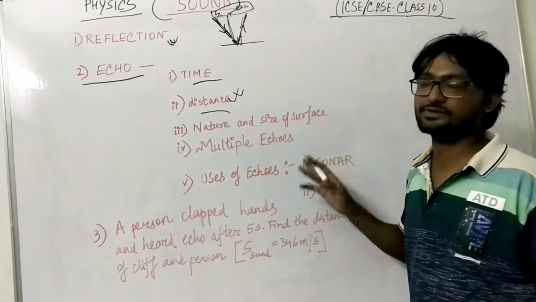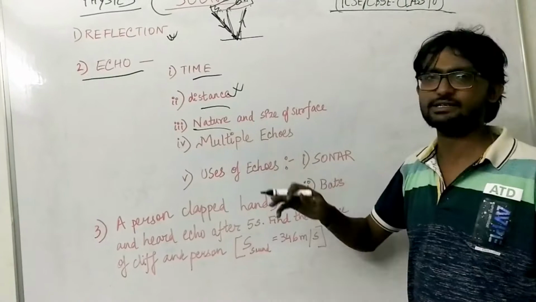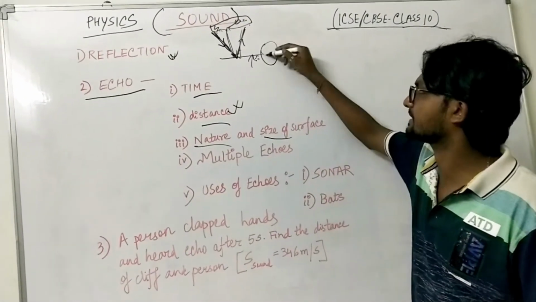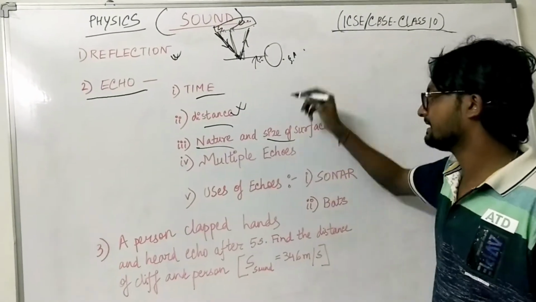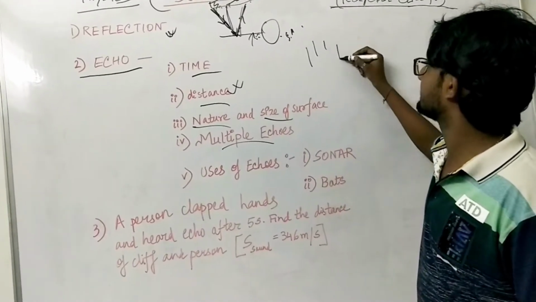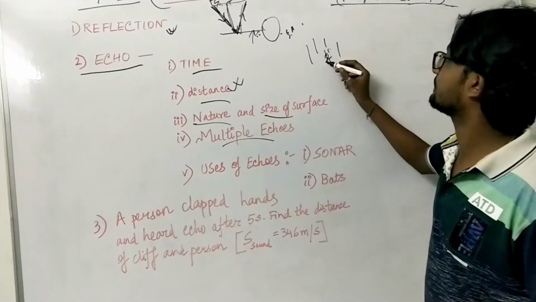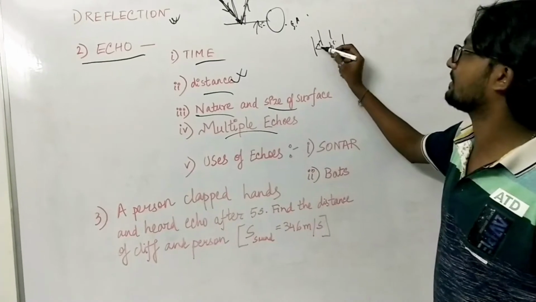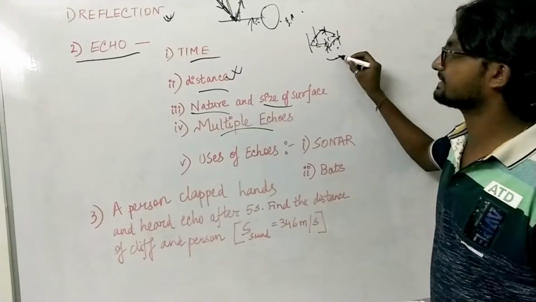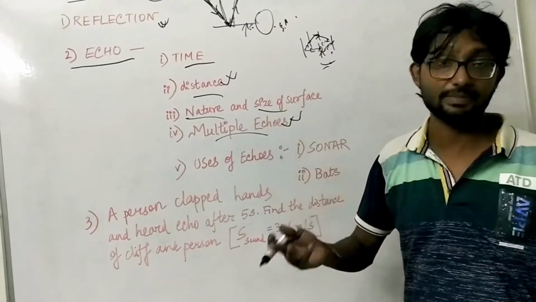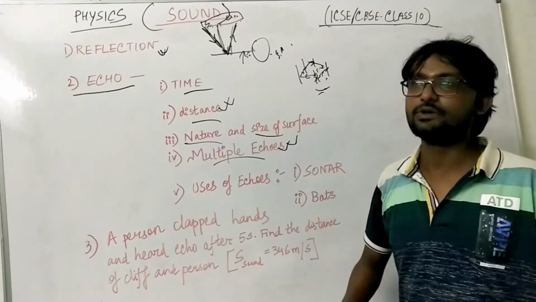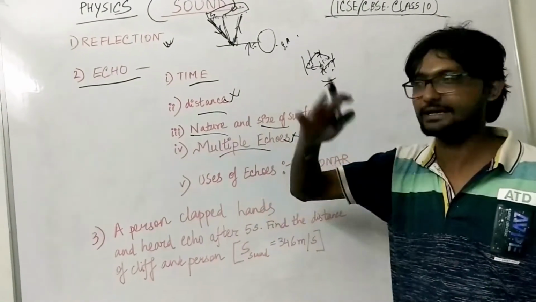And the nature and size of the surface: what is the nature of the surface the sound is falling on, and how much is its size, the surface area. Multiple echoes means there are multiple barriers. One person is standing over here and shouting, and it keeps on reflecting. This multiple echo happens in hills, when you call out your name or any favorite word, you hear multiple echoes, as it keeps reverberating.